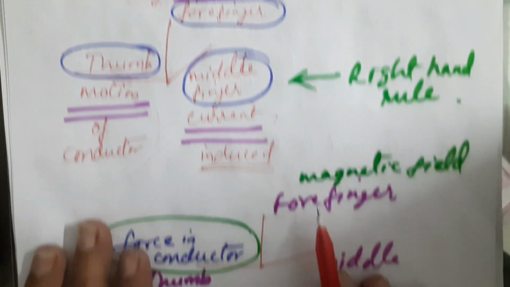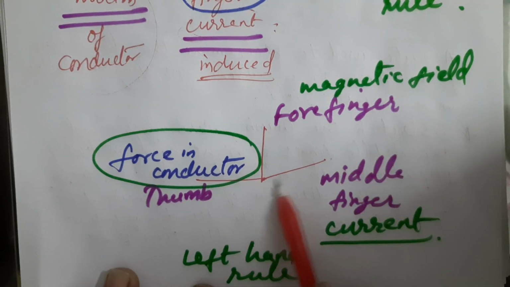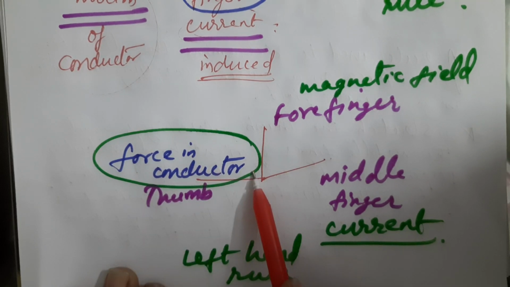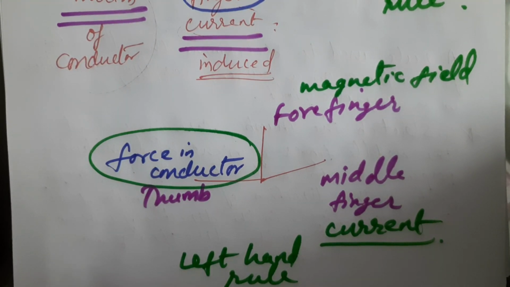For the right hand rule, forefinger gives the direction of the magnetic field, middle finger gives the direction of the induced current, and thumb gives the motion of the conductor. For the left hand rule, the thumb gives the force on the conductor. So all of you please prepare this thoroughly to present in your board exam.